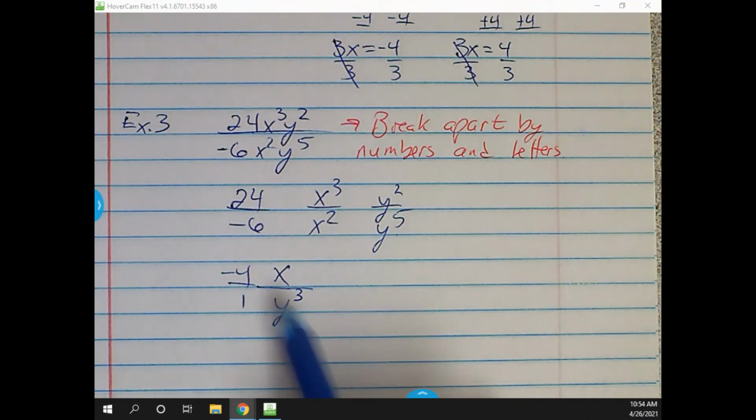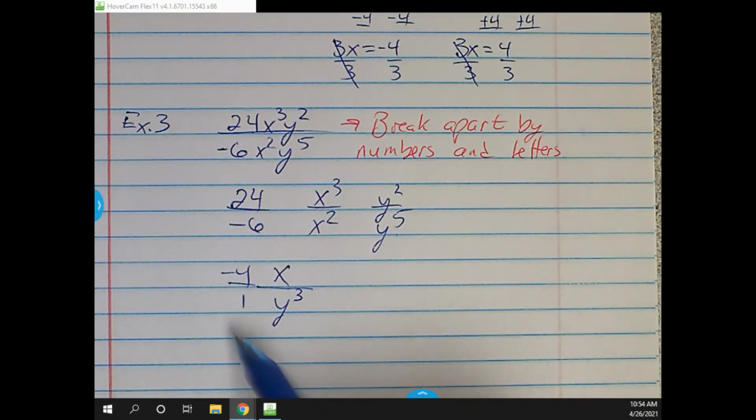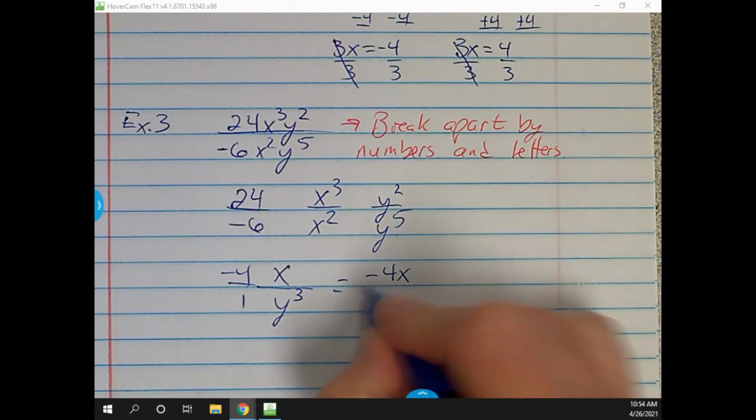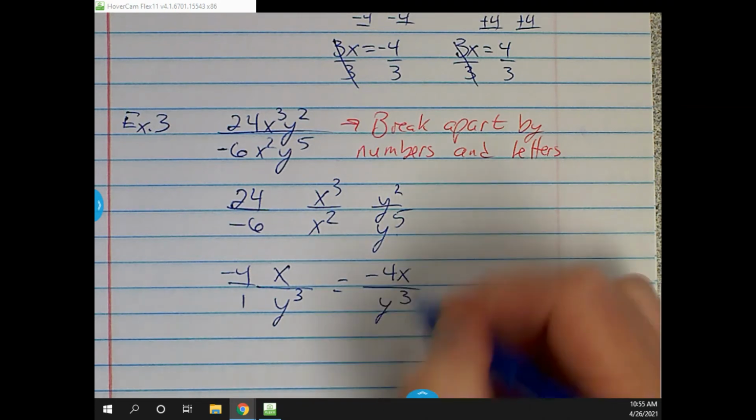Okay, now, if it's over 1 like this one is, if you do negative 4 divided by 1, that doesn't really do a whole lot. So you can make this just negative 4x over y to the third.